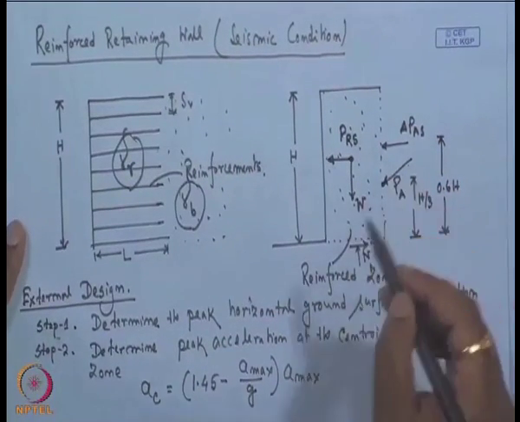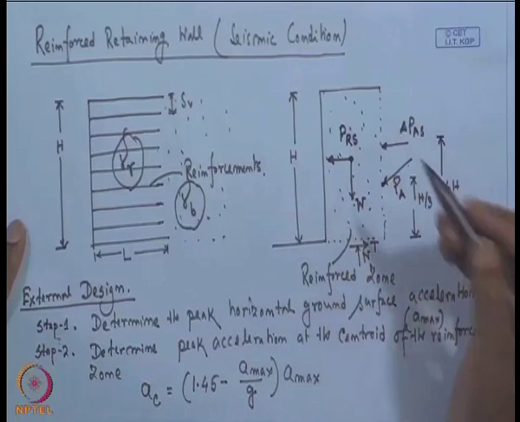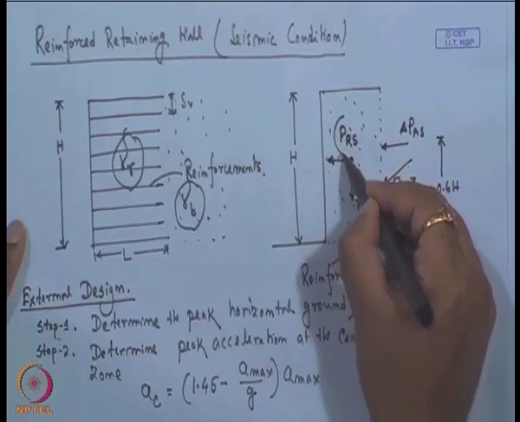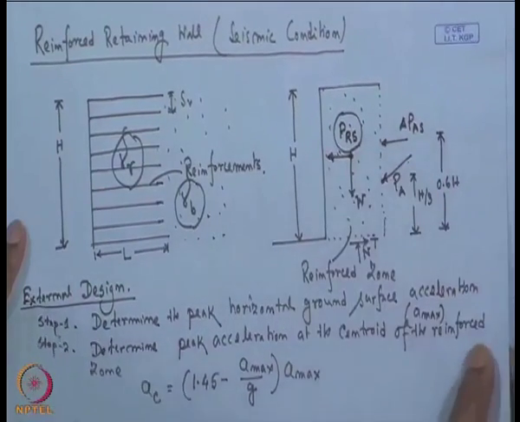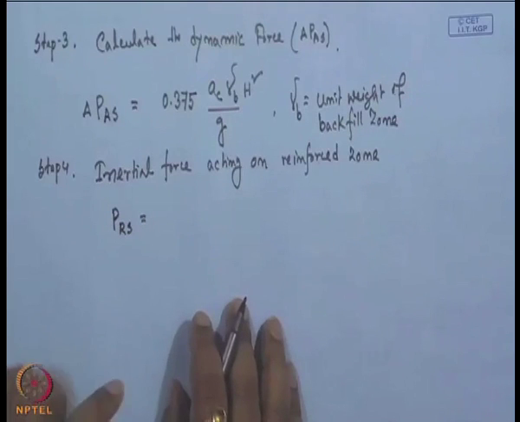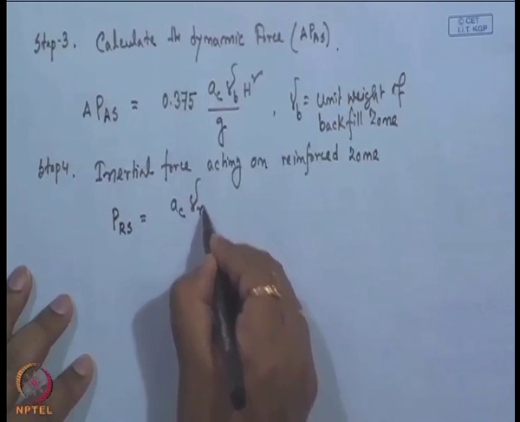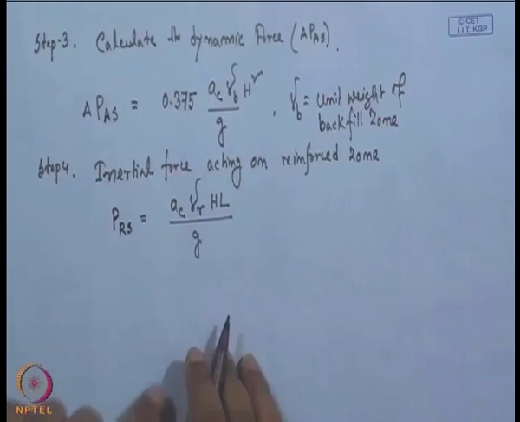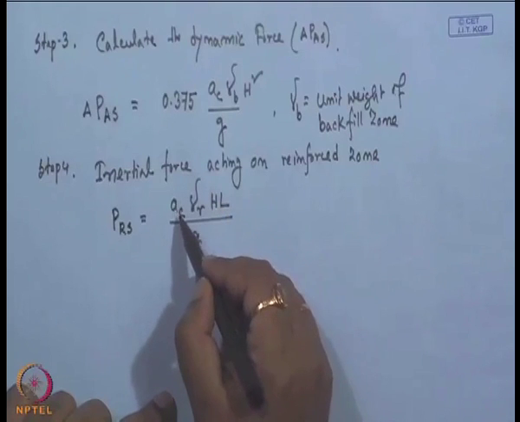So, what are the steps? In step 1 we calculate A max, in step 2 we calculate A c, in step 3 we calculate this delta P A S, and in step 4 we calculate this force, P R S, the inertial force in the reinforced zone due to seismic condition. So, this is P R S, P reinforced zone in the seismic condition. This is the inertial force acting on the reinforced zone, with the expression sigma C gamma R H into L divided by g, which is very simple: this gamma R H L by g is the mass, and C is the acceleration.